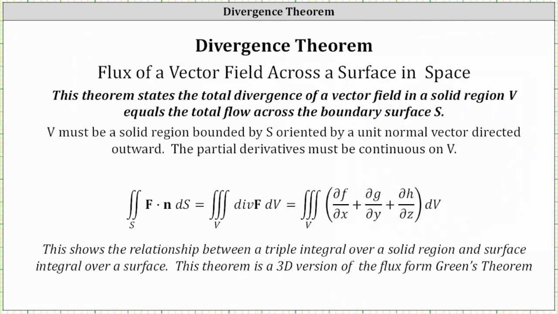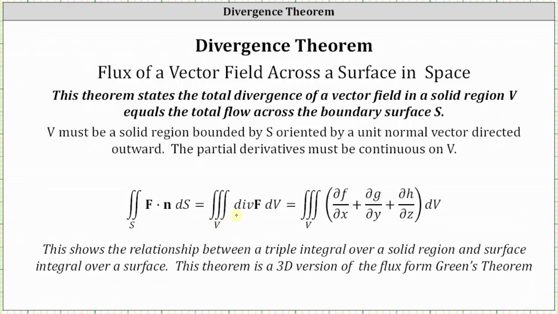The divergence theorem involves the flux of a vector field across a surface in space. This theorem states the total divergence of a vector field in a solid region V equals the total flow across the boundary surface S. So V must be a solid region bounded by S, oriented by a unit normal vector directed outward. The partial derivatives must be continuous.